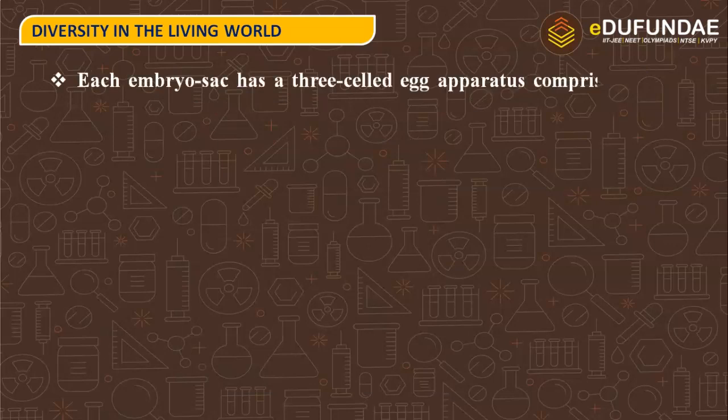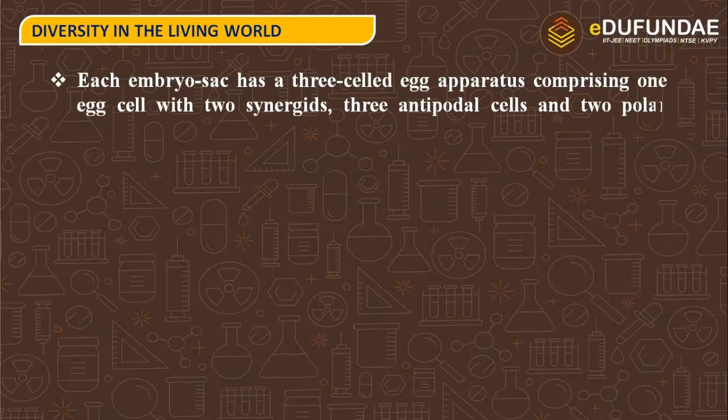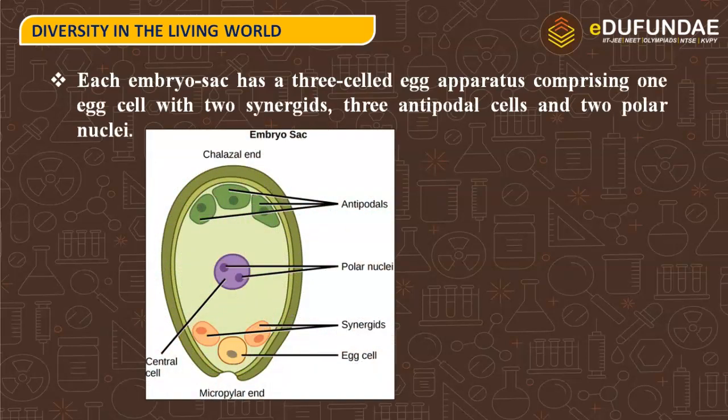Each embryo sac has a 3-celled egg apparatus comprising 1 egg cell with 2 synergids, 3 antipodal cells and 2 polar nuclei. So here you can see the 3-celled egg apparatus. There is the presence of 3 antipodal cells, and there will be the presence of the 2 polar nuclei in the center, and there is exactly the number of 7 cells and 8 nuclei. So the structure of embryo sac is called a 7-celled and 8-nucleate structure.